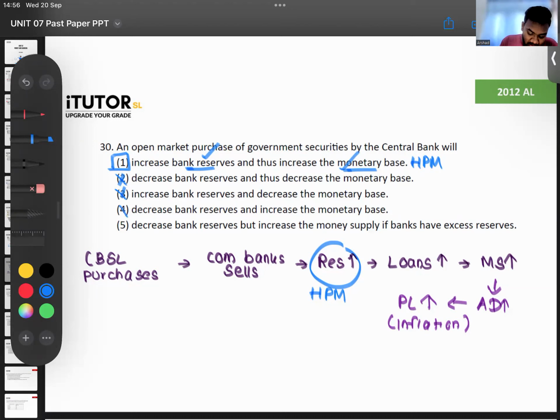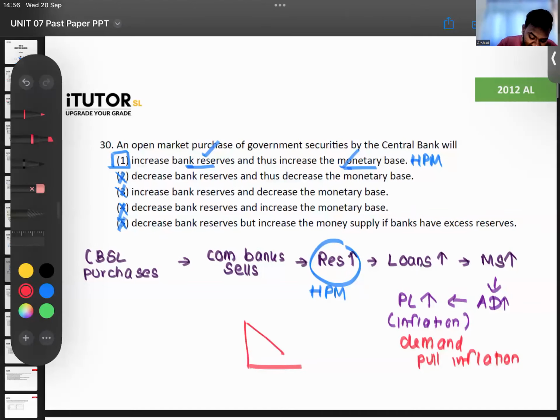Decrease in bank reserves, no. How does the price level go up? This is demand pull inflation, right? Remember, demand pull inflation. When aggregate demand goes up, how does the inflation go up? Remember, in unit number 7, we learned aggregate demand, aggregate supply. This is the price level, this axis. So when the aggregate demand increases, the price level also increases. That is how the price level goes. Is that fine? 30, answer number 1.